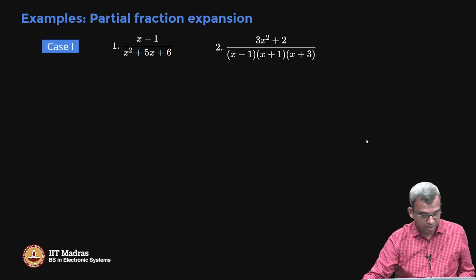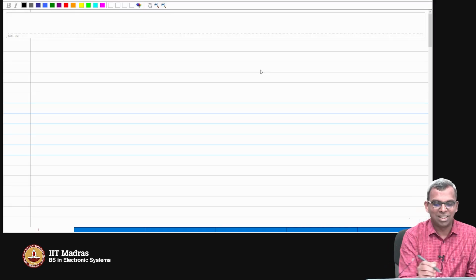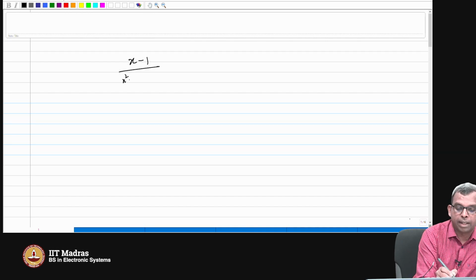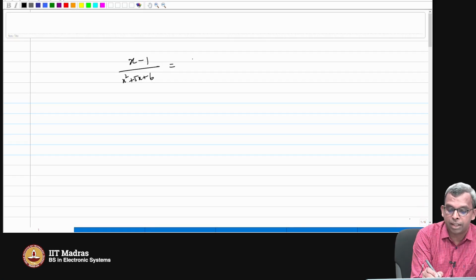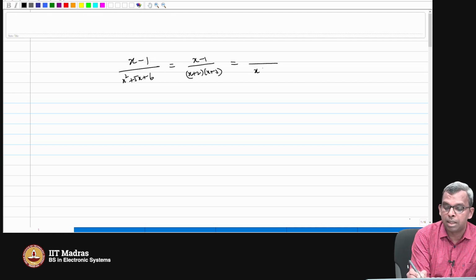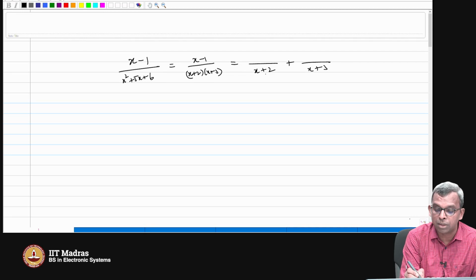So I'll do some of them real quick. Let's start with the easiest case, case 1. I won't do the second one, it's very simple. I'll do the first one, which is even simpler, so that I can get away with it very fast. x minus 1 by x squared plus 5x plus 6, I think that's the one. Okay, first thing is you can quickly factor the denominator. You see that that is x plus 2 into x plus 3. Okay, and I know this will be something by x plus 2 plus something divided by x plus 3. How do I find the coefficient of x plus 2? Forget about this x plus 2. Put x equals minus 2 in these things. So it will be minus 2 minus 1 divided by minus 2 plus 3, right. That is what it is.